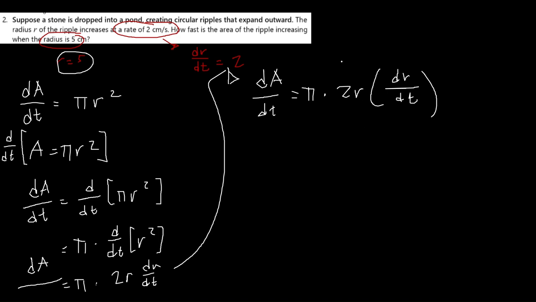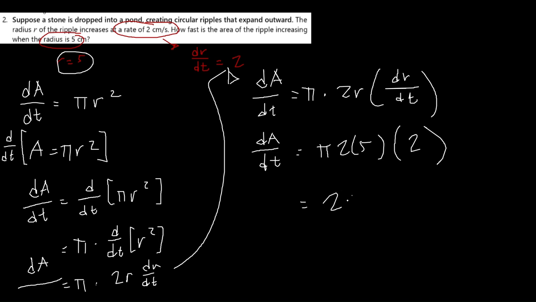So 2r becomes 2 times 5, dr over dt is 2 centimeters per second, right? So this becomes 2 also, and don't forget about pi, equals. So the answer is 20 pi. And let's add the units, square centimeters per second.